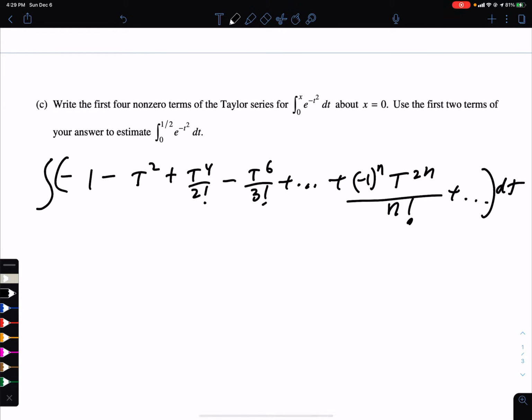If you don't do that on your test, Yoshida's not going to be happy. You're not going to be happy because he's going to take a point away. Now we have to integrate each term, term by term. So that's what we're going to do next.